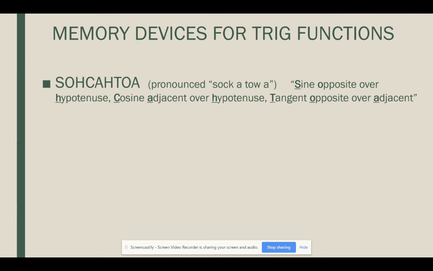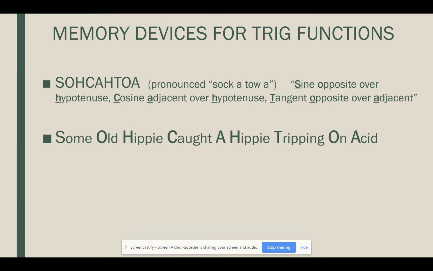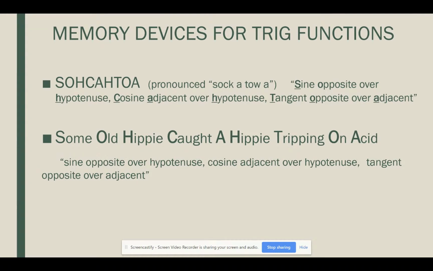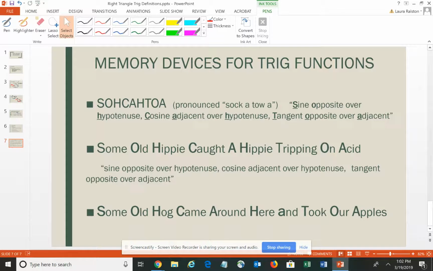Another one I kind of like a little bit better is some old hippie caught a hippie tripping on acid. And again, if you look at the first letter of each word in that phrase, you get the relationship. Sine is opposite over hypotenuse. Cosine is adjacent over hypotenuse. Tangent is opposite over adjacent.